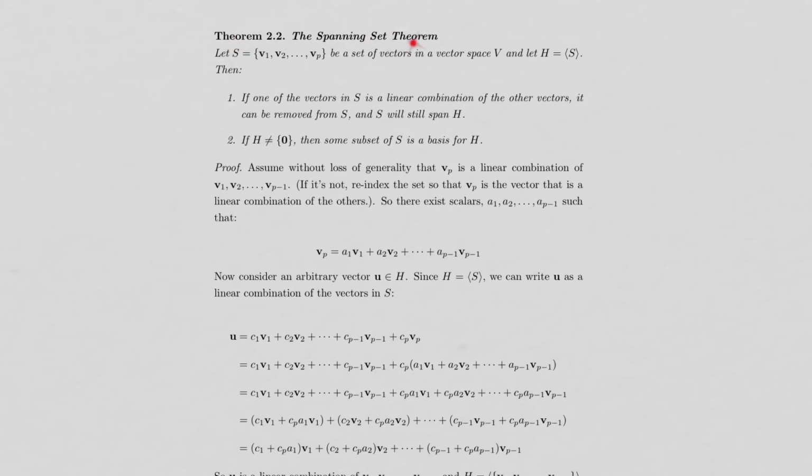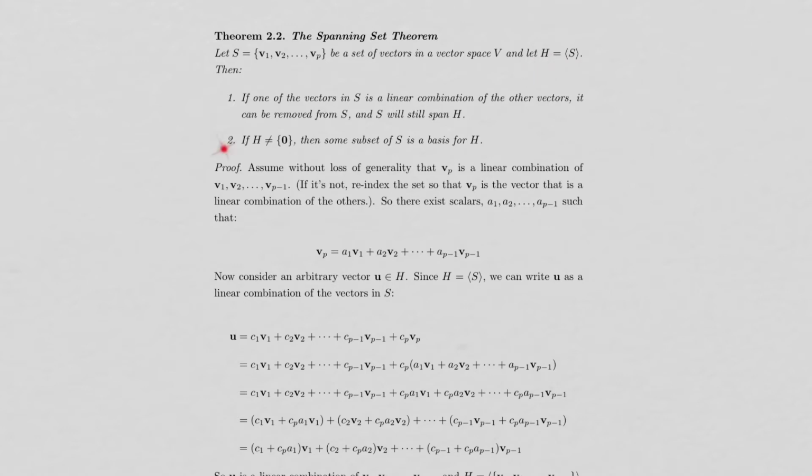Okay, here's a new theorem that we haven't seen yet. This is called the spanning set theorem. If we have a set S of vectors v1 up to vp in a vector space V, and we call the span of S H, then we can say these two things. If one of the vectors in S is a linear combination of the other vectors in S, so say v2 is a linear combination of the other vectors in the set, then we can remove it from S, and S will still span H, meaning H is still equal to the span of S. So if v2 were a linear combination of the other vectors, we just take it out, and we don't change the span of S. It's still equal to this same set it used to be.